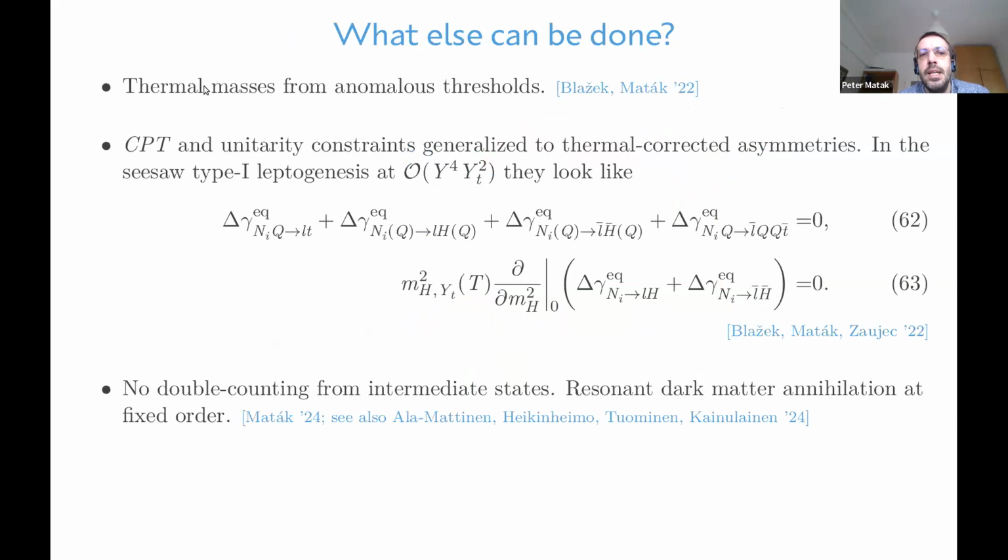What else can be done? Thermal masses can be represented by the so-called anomalous thresholds. CPT and unitarity constraints, as I mentioned in the previous slide, can be generalized to finite temperature, which has been done for seesaw leptogenesis and Yukawa corrections. And it can also be shown that there is no double counting when you proceed in this way.